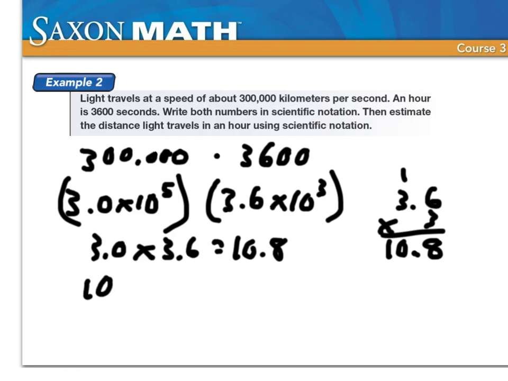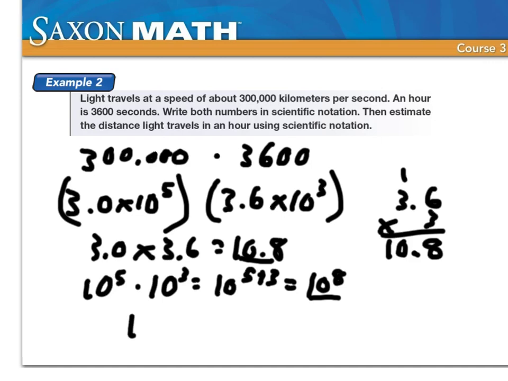Then I'm going to take 10 to the 5th times 10 to the 3rd, and that's going to be 10 to the 5 plus 3, which is 10 to the 8th. So if I use both of these numbers, I'm going to have 10.8 times 10 to the 8th. Okay? Now we've multiplied using scientific notation.